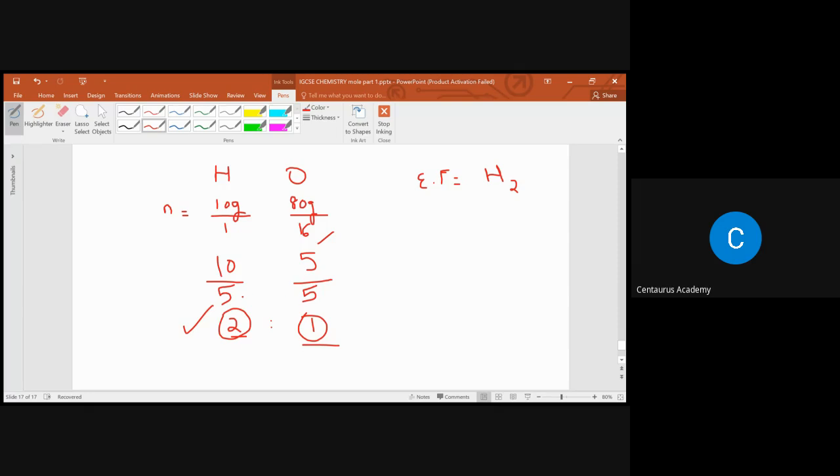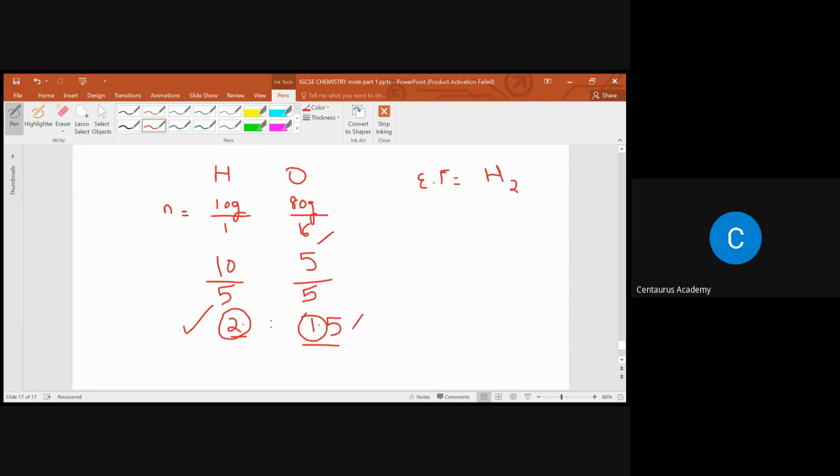Supposing even after dividing both these numbers of moles by the smallest number, the answer comes out to be a decimal. Supposing it comes out to be 1.5 and 2. Then what are you going to do?